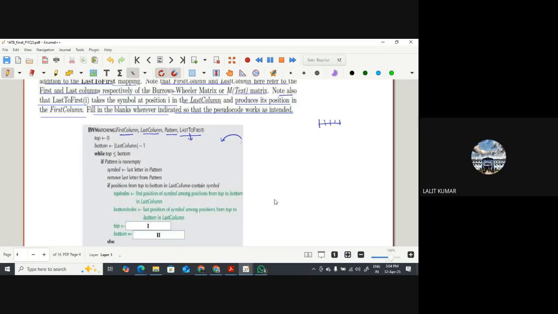So I will not be solving this. It will take around 15 to 20 minutes if you start going top to bottom. But I will advise all of you, take an example of one pattern and one Burrows-Wheeler transform of some sequence which has got that pattern, and try to solve that. If you do that, then you will find that here you will be taking last-to-first.